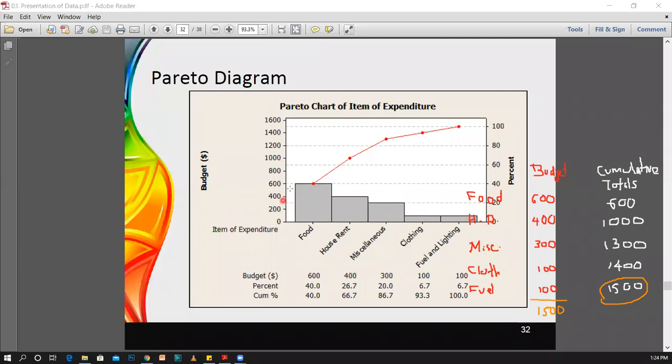These bars represent the value that we have for the budget, the individual values. And then this is the line graph. The red colored graph is the line graph, and it shows us the cumulative totals. If you see the cumulative total at this point, we have got it as 600.